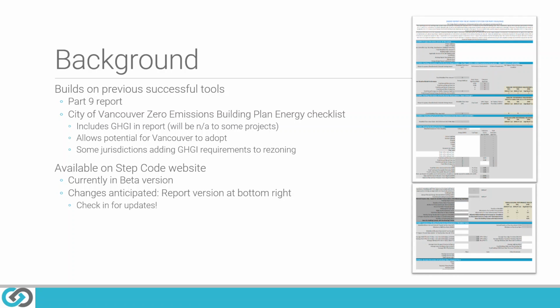The report itself is available on the step code website, and it's currently in beta version. So there are some changes anticipated, and we'll be mentioning some as they come up when we go through each section of the report. But the version of the report itself is at the bottom right, so keep an eye on that and just be sure to check in regularly for updates, especially over the next few weeks if you're going to use it, just knowing that some things will be changing as we get more feedback on it.